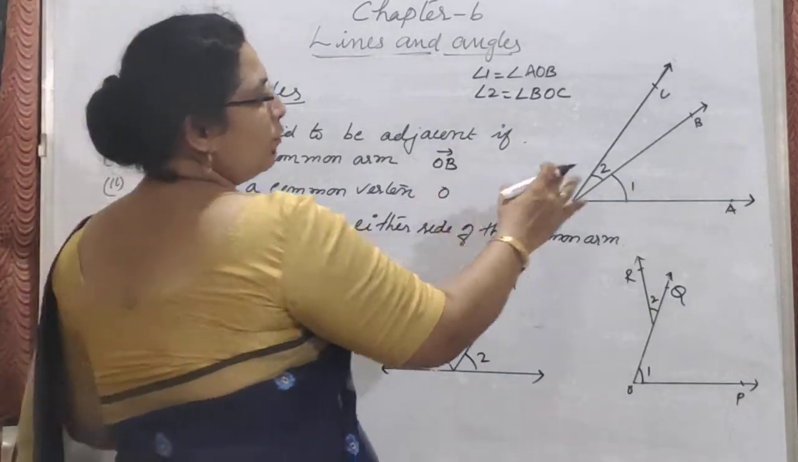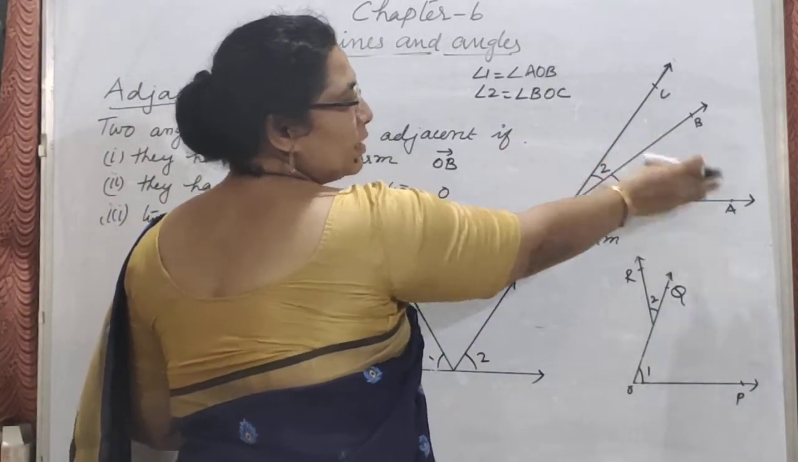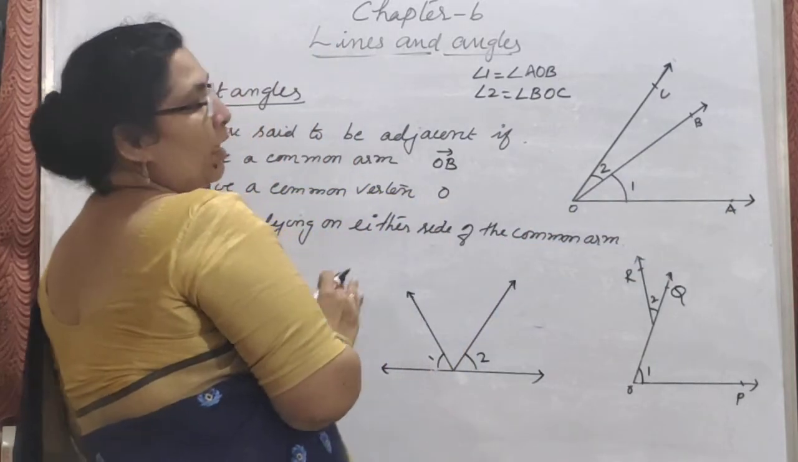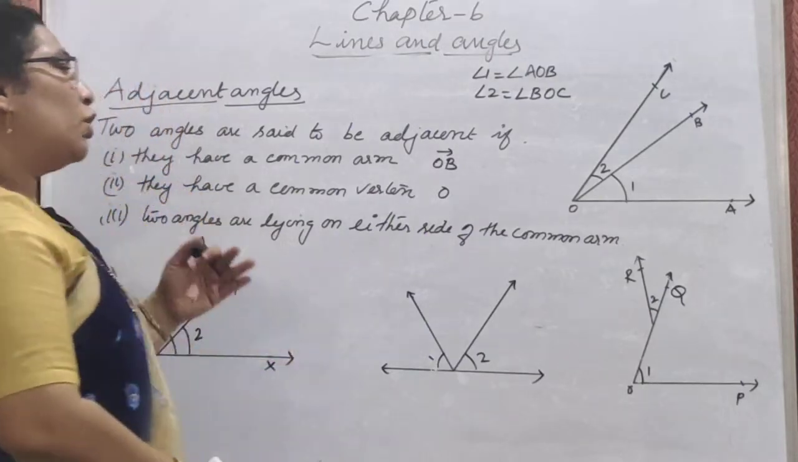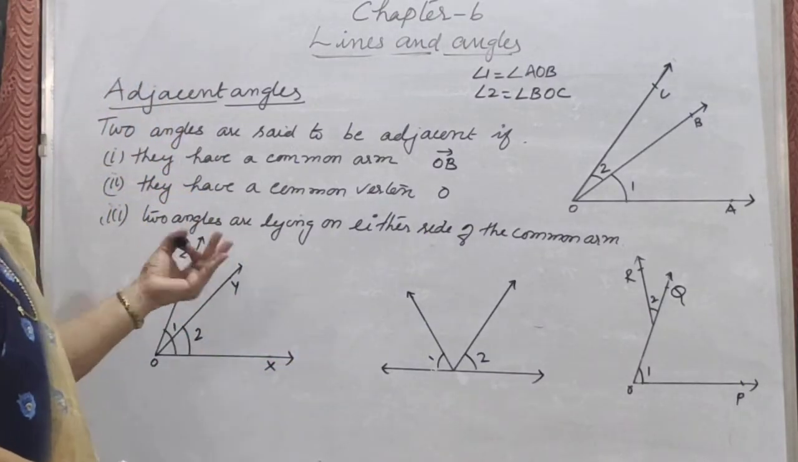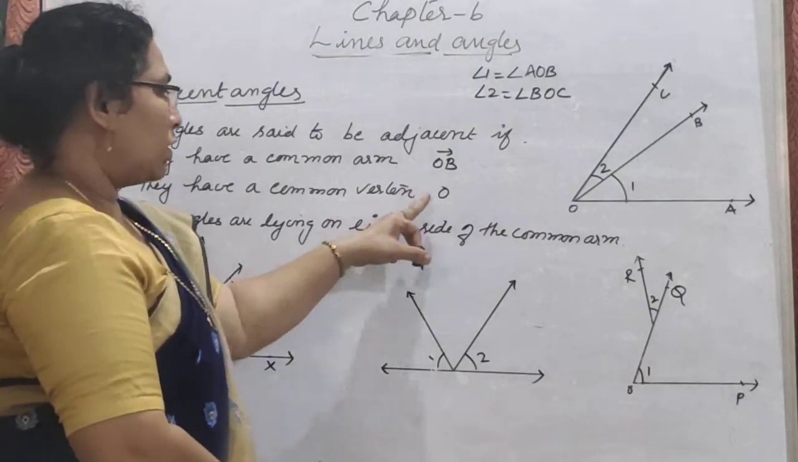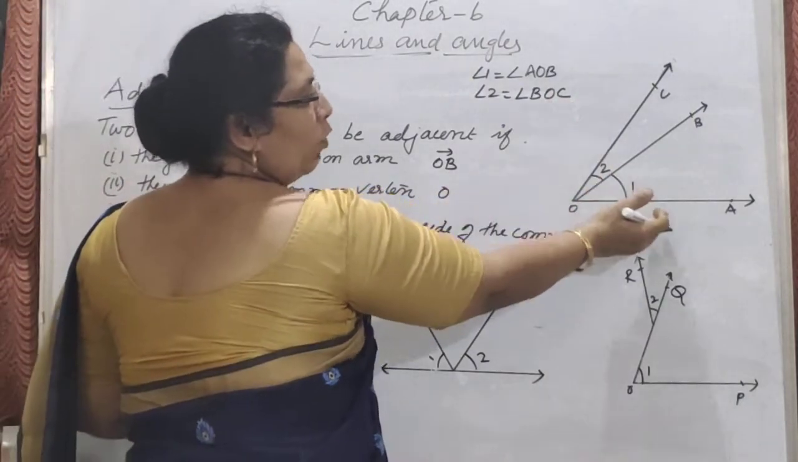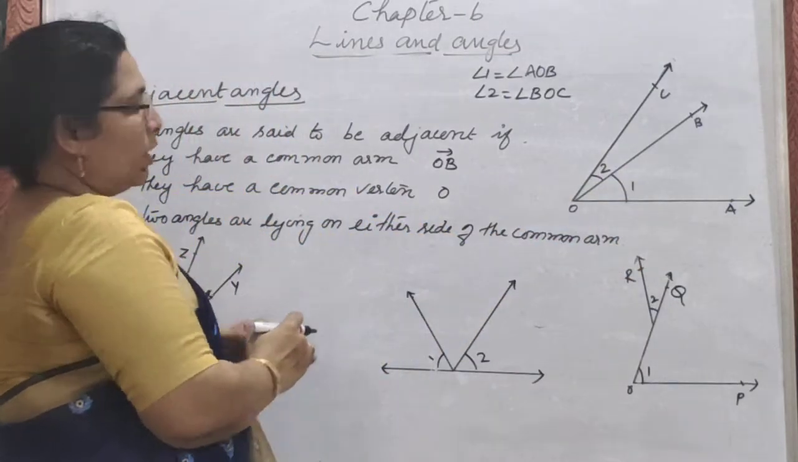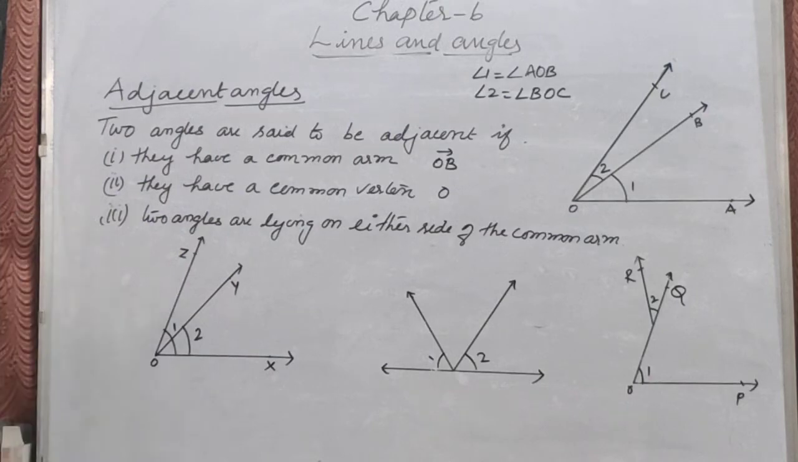That means if the common arm is decided, one angle is on this side, below the line, and we have to get the other on the other side. Or we can say that the non-common arms lie on either side of the common arm. So OC is above the line and OA is below the common arm. Then only the conditions are satisfied. Then we can say that these two angles are called adjacent angles.